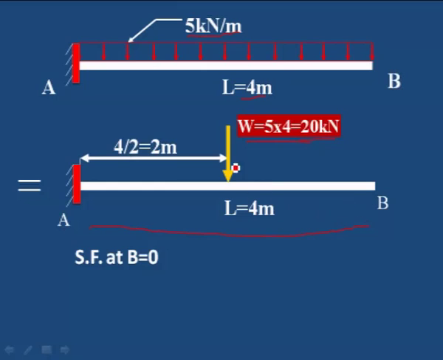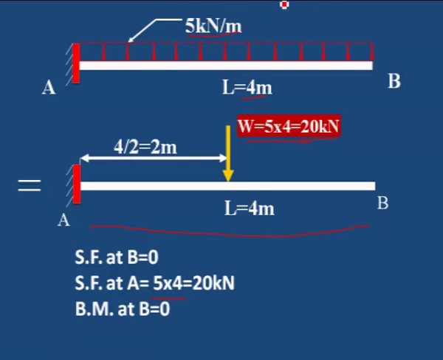Now shear force at B. If it is converted into the point load, definitely no load is acting at B. Therefore shear force at B is equal to 0. Shear force at A. Here 2 points are there, one is B and another is A. Shear force at A, 5 into 4. Why is it 5 into 4? Because the total load acting from A to B is 5 into 4, that is 20 kilonewton. That is the shear force at A. Whenever UDL is given, that UDL has to be converted into the point load by multiplying its distance.